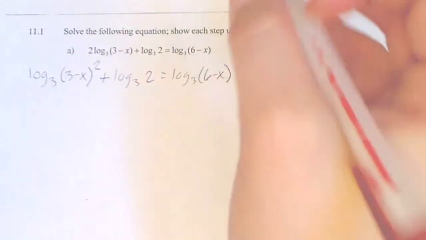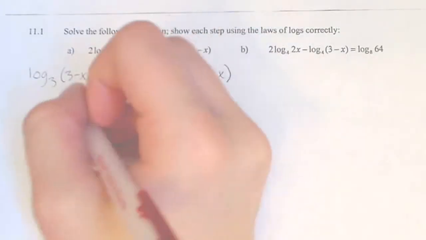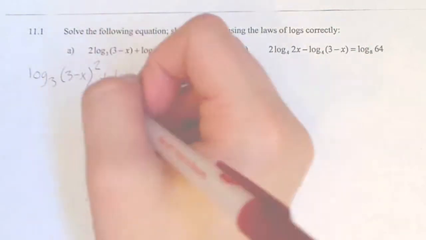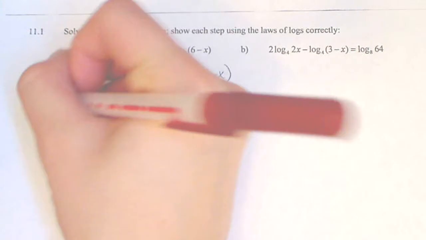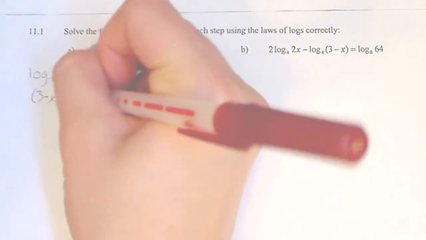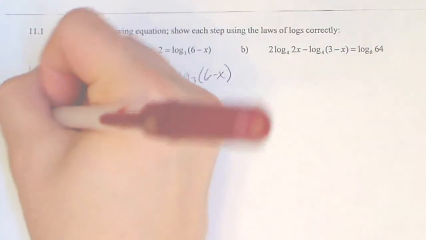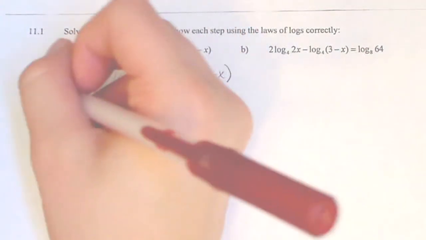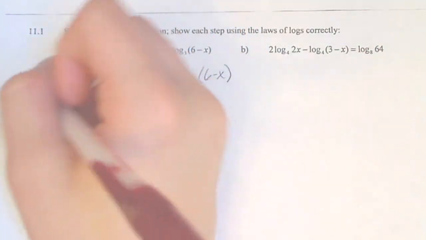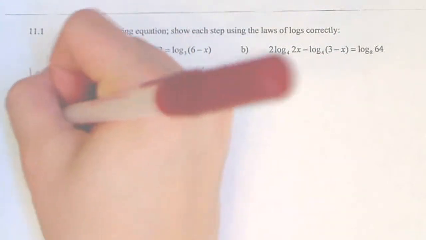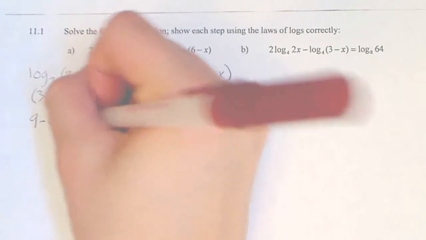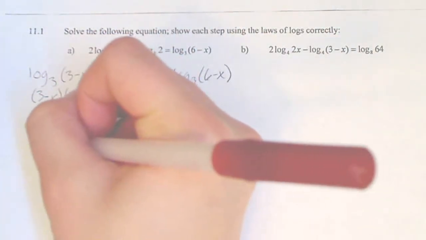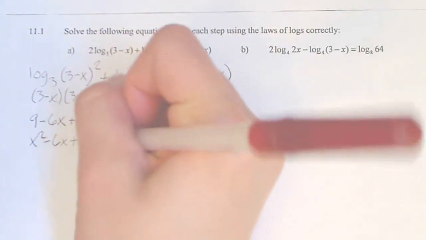And then when you combine this log, it's by addition, so you're going to combine it with multiplication. But to start, to make it easier, we'll FOIL this out. So 3 minus x times 3 minus x. You'll get 9. That's negative 3x and negative 3x, so that's negative 6x. And negative x times negative x is positive x squared. It's easier to write it x squared minus 6x plus 9 sometimes.